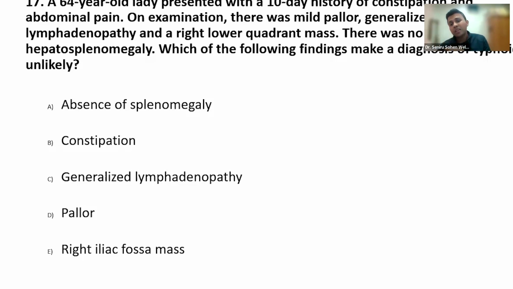We would expect localized mesenteric lymphadenopathy in patients with typhoid, but there are patients who have been diagnosed as having typhoid who have generalized lymphadenopathy. But if you have generalized lymphadenopathy, we do not think of typhoid as the first and foremost thing. We would think of something like lymphoma, tuberculosis, things like that. So pallor, typhoid is almost a subacute chronic sort of condition, so you can get pallor with typhoid. And right iliac fossa mass.